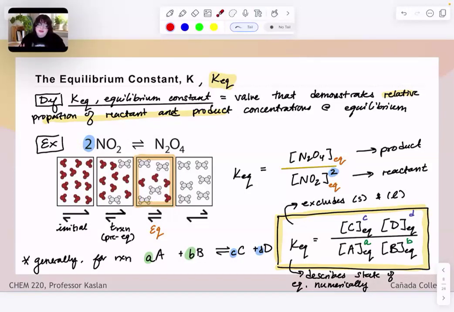So we'll look at different variations of the equilibrium constant. They are all going to have the same core principle of being a relative proportion of product and reactant concentrations at equilibrium, but we're just now changing them to specialize what kind of reaction we're looking at. So that's coming up.